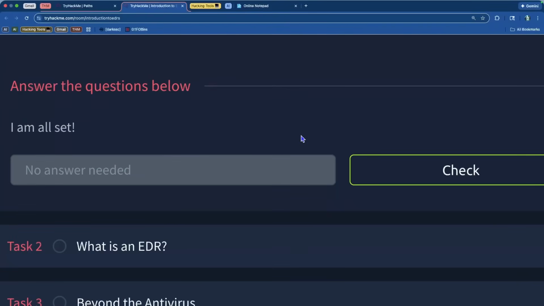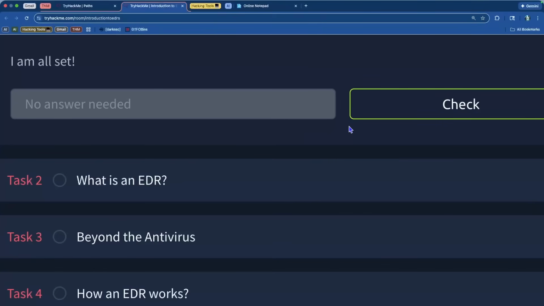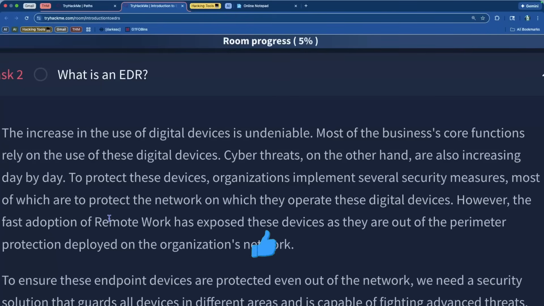Okay, so that is all good for our introduction. Let's talk about what an EDR actually is. Okay, as we already discussed, there's a lot of different devices that can count as endpoints. Essentially, if they live in the digital realm and if they have an IP address assigned to them, they are considered to be an endpoint.